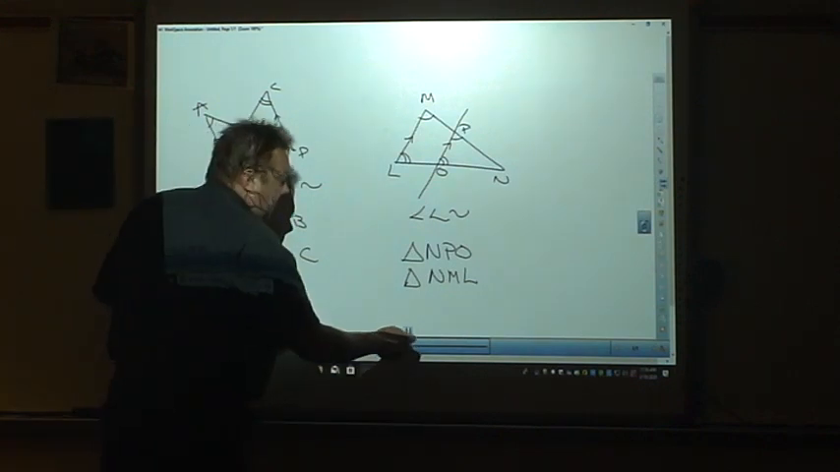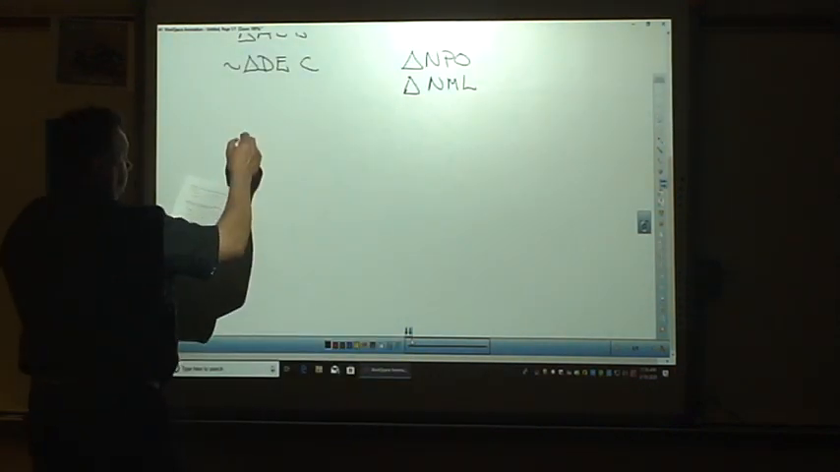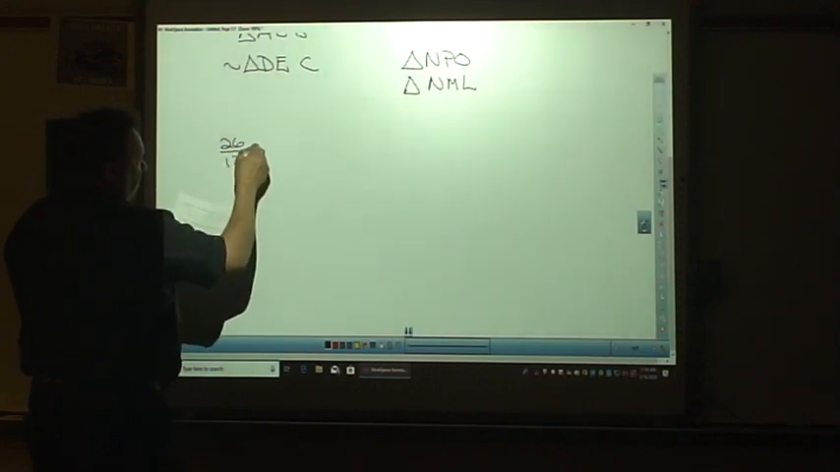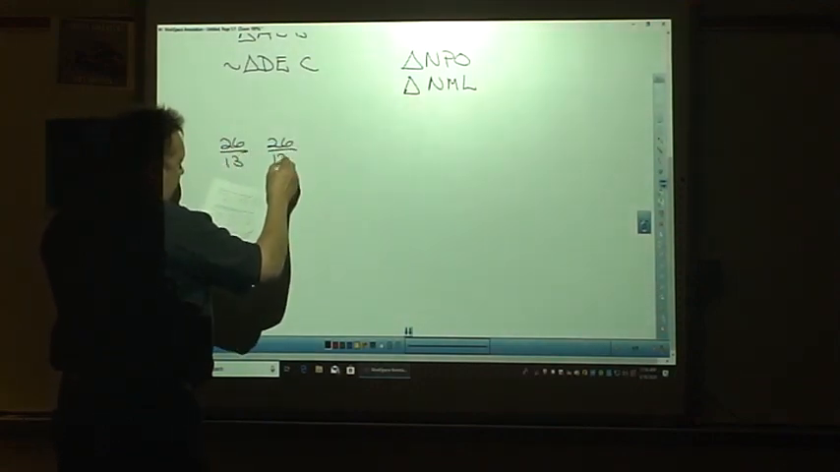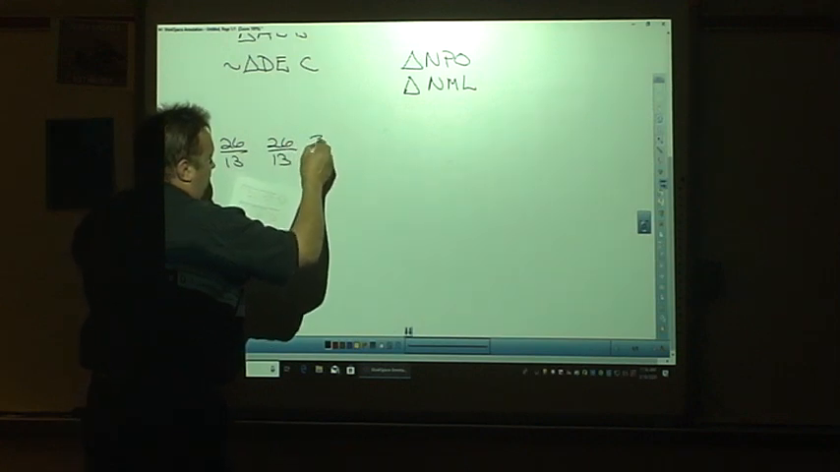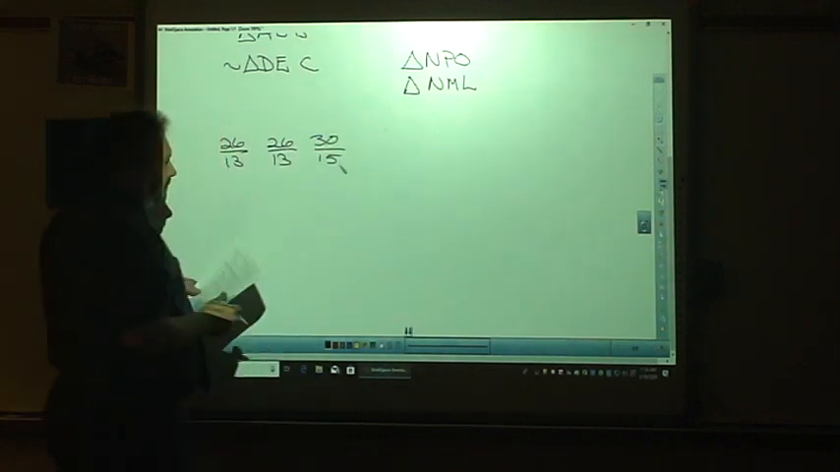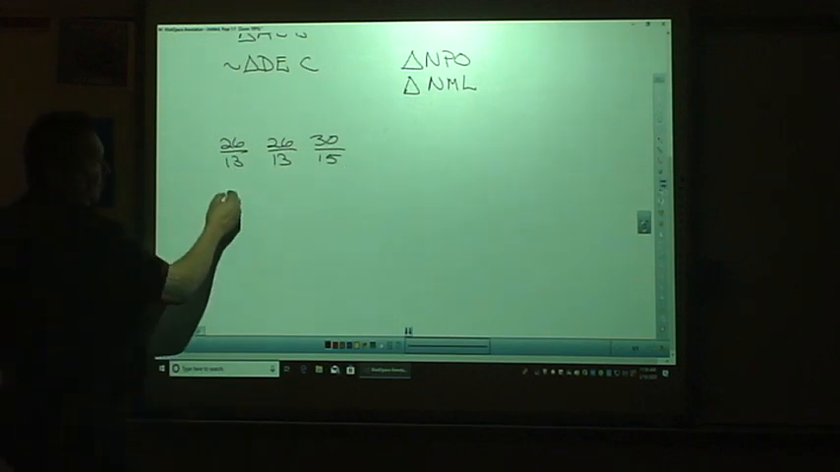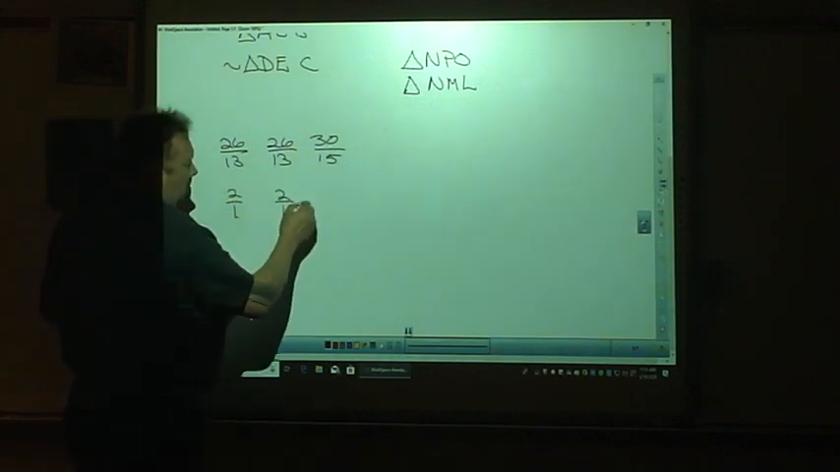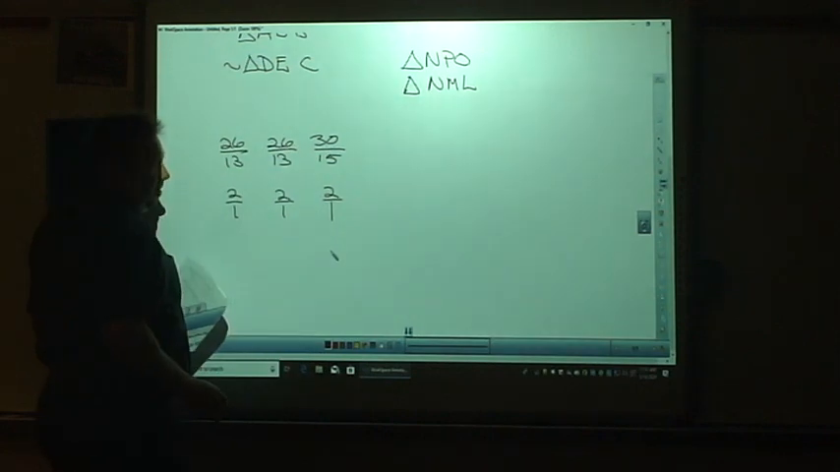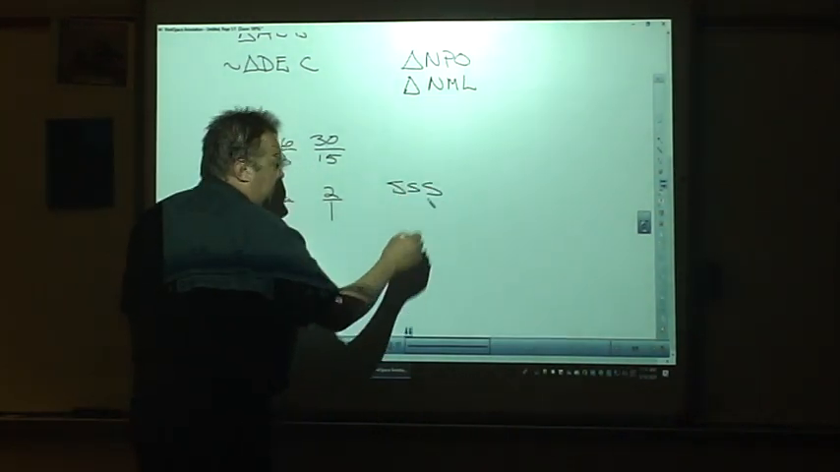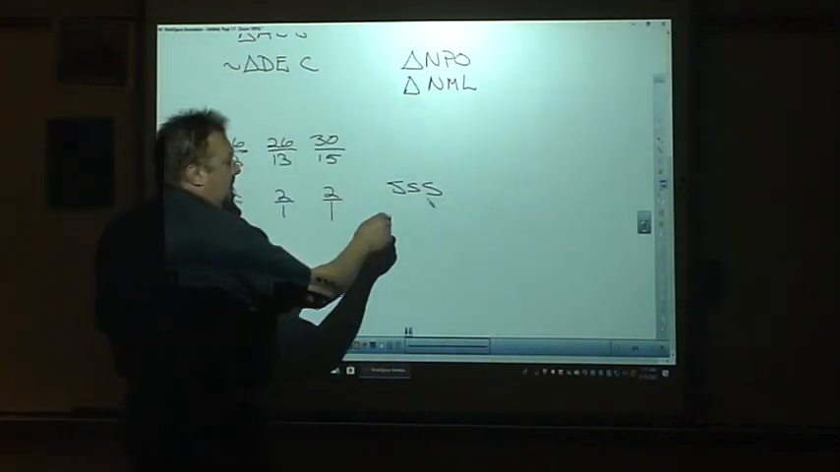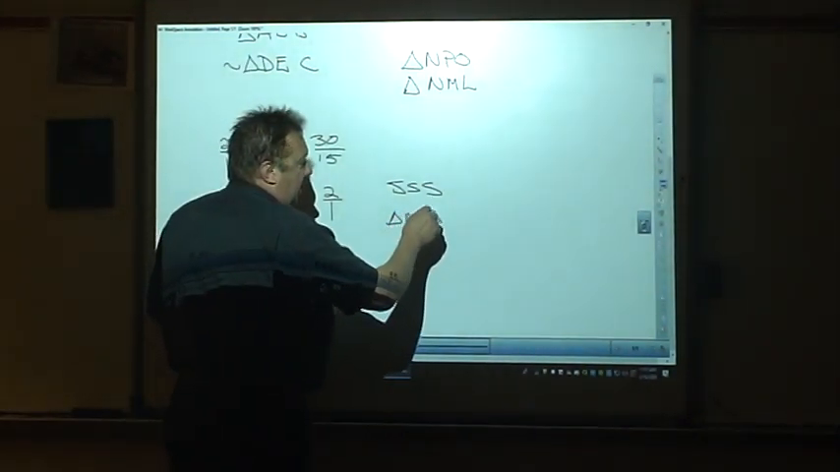For 28, you're going to compare sides, and you got 26 over 13, 26 over 13, and 30 over 15. That's 2 over 1, 2 over 1, 2 over 1. So they are similar by side, side, side. I would probably start with M, go to N and L.